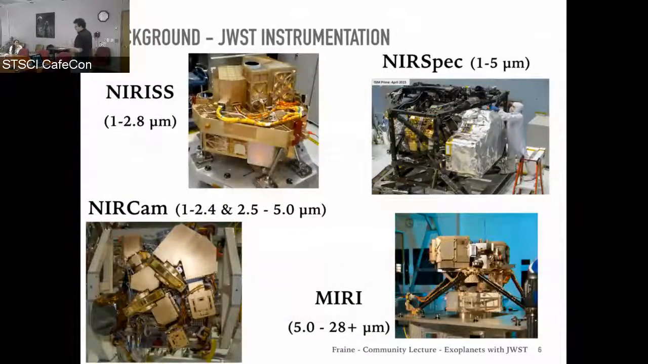On the James Webb, of course, I think most people here know, but for the record, there are four major science instruments. Three of them are the near infrared: NIRSpec, NIRCam, NIRISS.